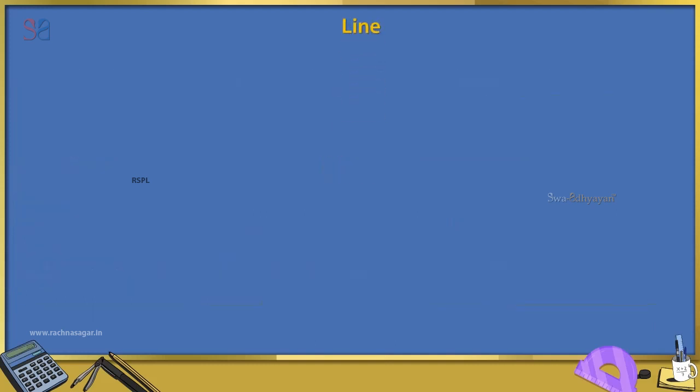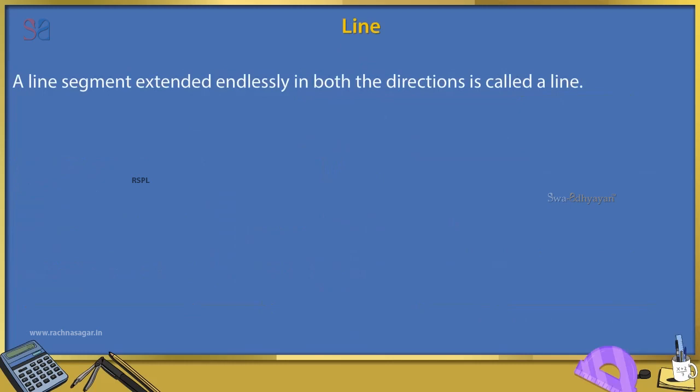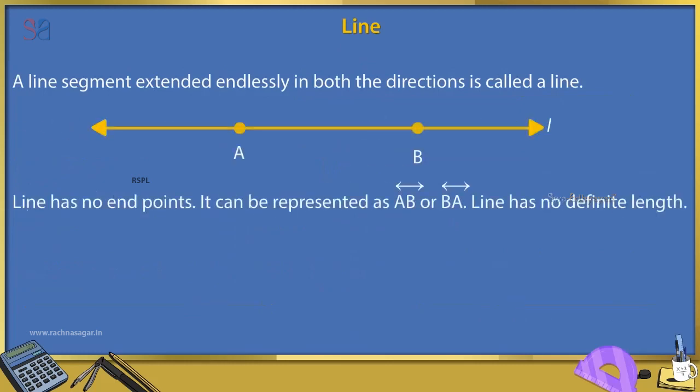Line. A line segment extended endlessly in both directions is called a line. A line has no endpoints. It can be represented as AB or BA. A line has no definite length.